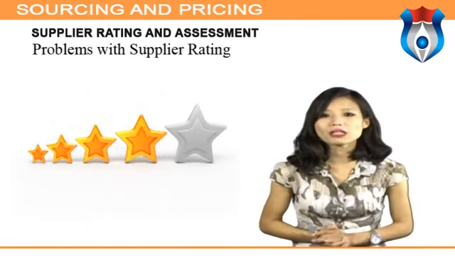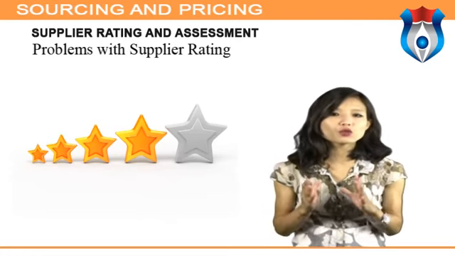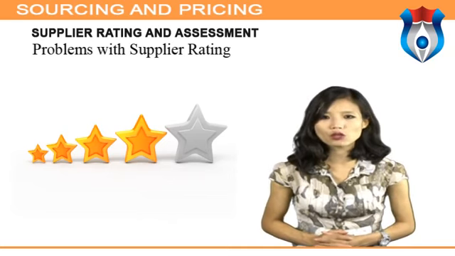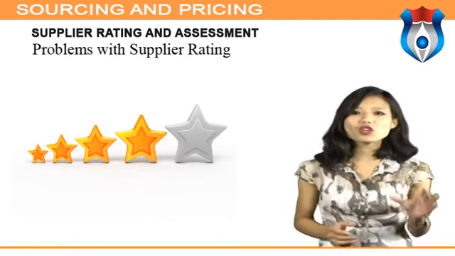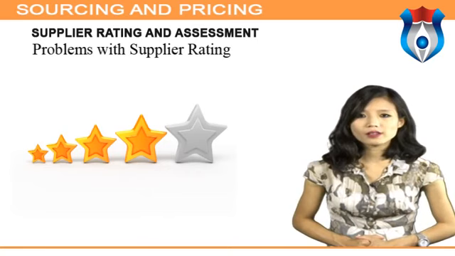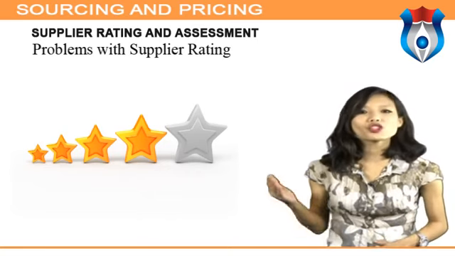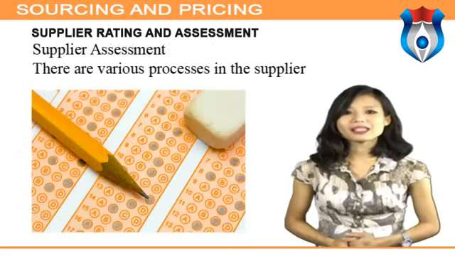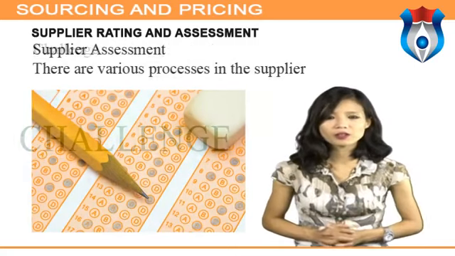Problems with supplier rating. Effective supplier rating requires a consistent and objective approach where rating criteria are open to interpretation. Inaccuracy can be introduced. This is especially true where subjective criticism from the buyer is introduced into the rating process. History is not always a guide to future performance, and suppliers should be consulted as part of their assessment. Supplier assessment. There are various processes in the supplier assessment.